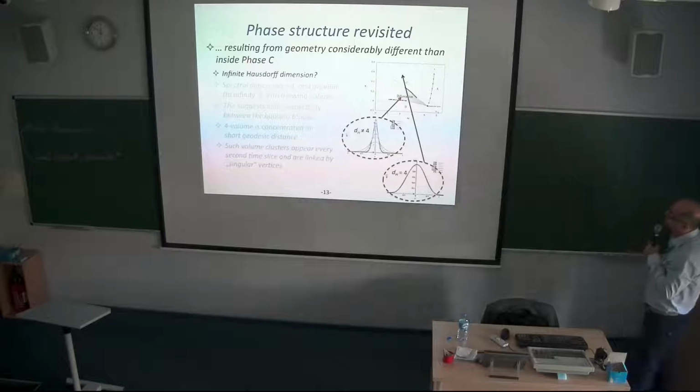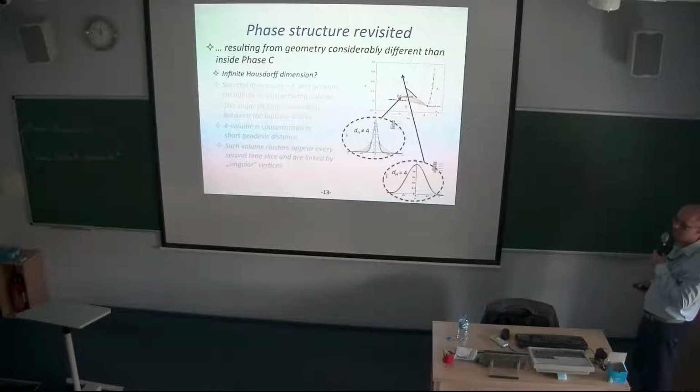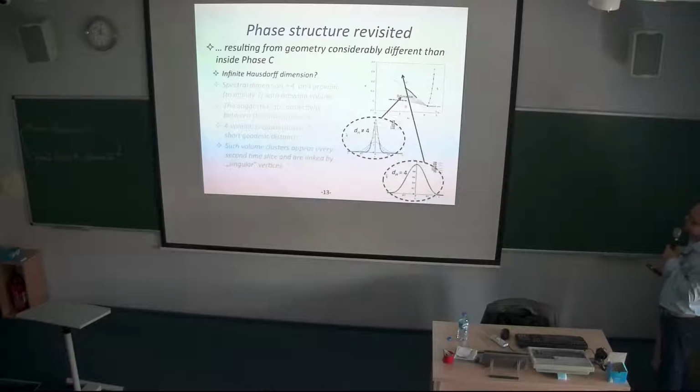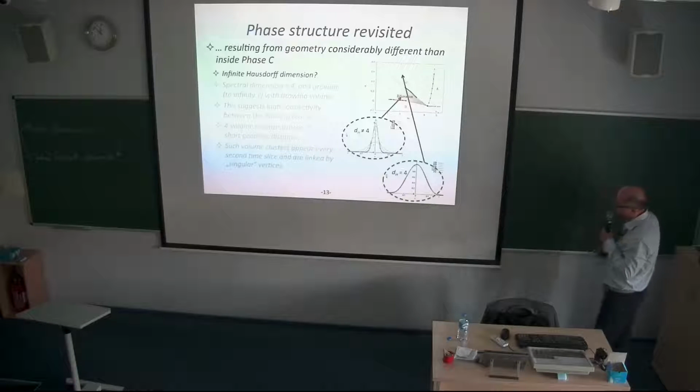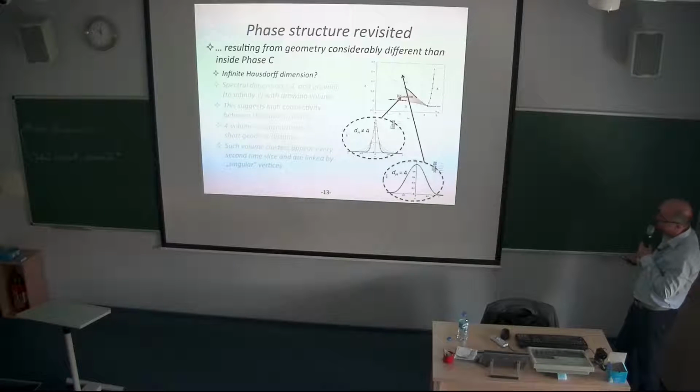So first of all, we measure what is the effective dimension here. And just to remind you, in phase C, the effective dimension is equal to topological dimension, so it's equal to 4. However, it turns out that in this bifurcation phase, it is no longer 4. For example, we can define the Hausdorff dimension. Hausdorff dimension is defined by rescaling average volume profiles measured for different sizes of the system.